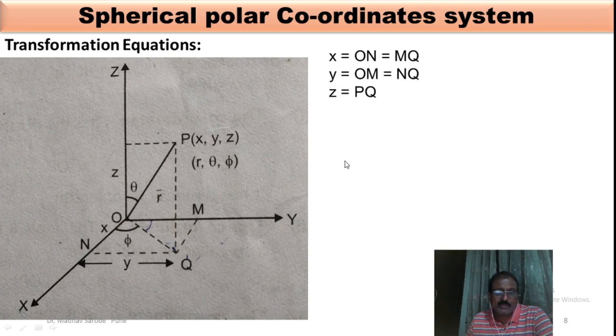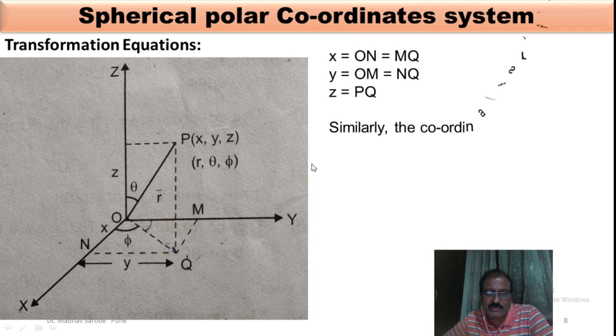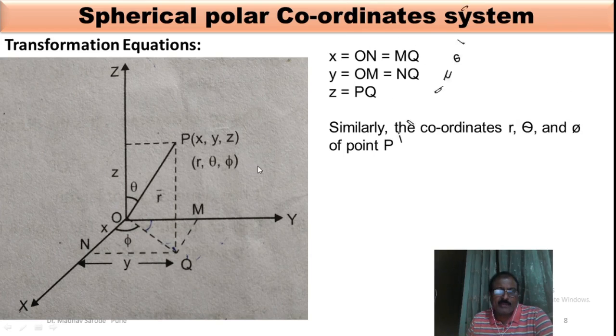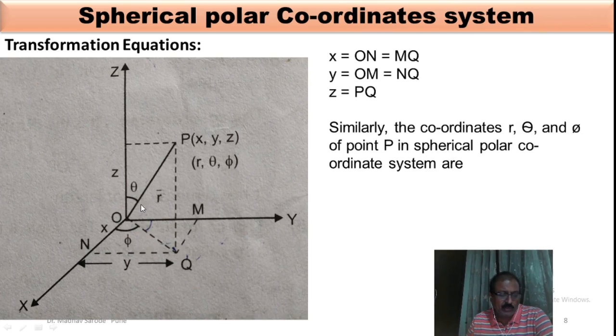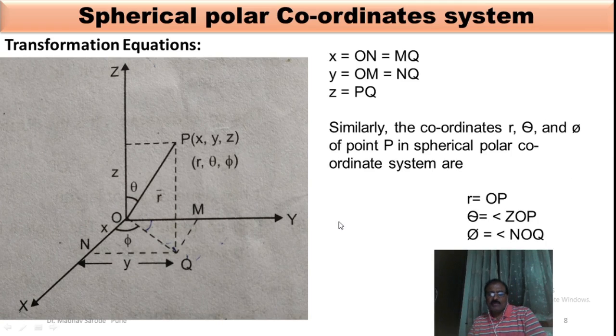Similarly, the coordinates r, theta, phi of a point P in the spherical polar coordinate system are as follows. What is the value of r? r equals OP. Then theta equals what? Theta is POZ or ZOP, and phi is nothing but NOQ, this one. So r equals OP, theta equals ZOP, and phi equals NOQ.